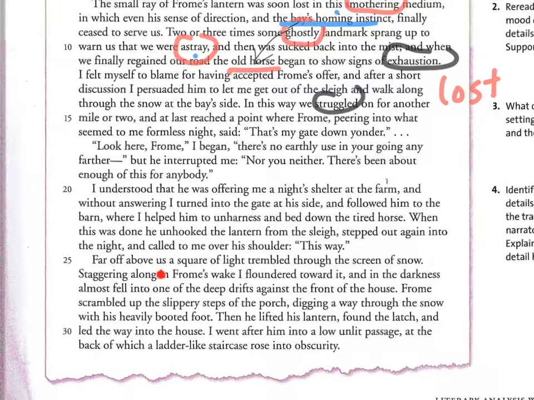Far off above us, a square of light trembled through the screen of snow. Staggering along in Fromm's wake, that means behind him, I floundered toward it, and in the darkness almost fell into one of the deep drifts of snow, like a big pile of snow, against the front of the house. So again, mood. Staggering, floundered, almost fell, darkness. He's very tired. It's dark, cold, and tired.